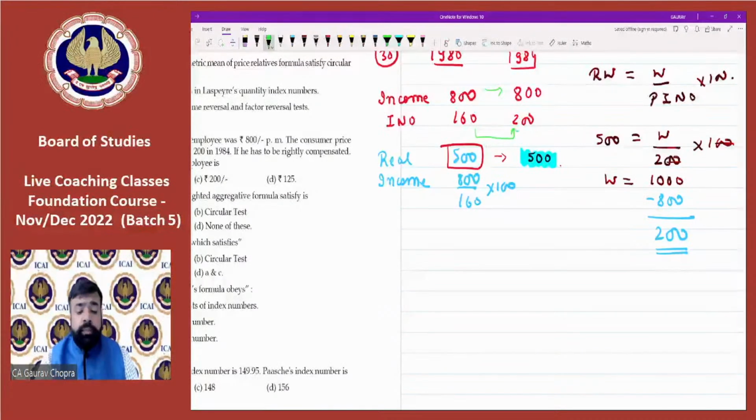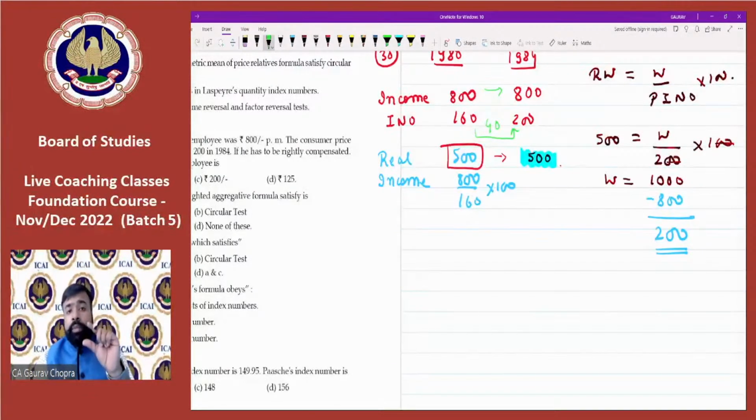By how much index number is increased? So we can see that earlier it was 160, now 200. So index number increased by 40. So whatever change in index number is there, we have to pay extra money for that portion only.